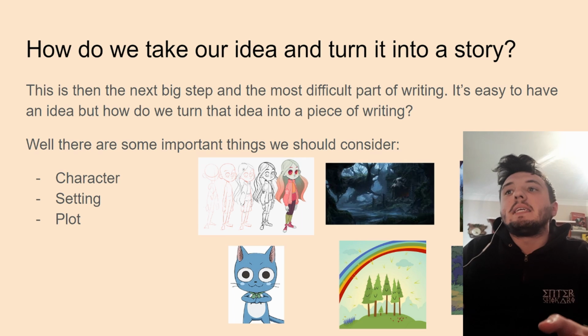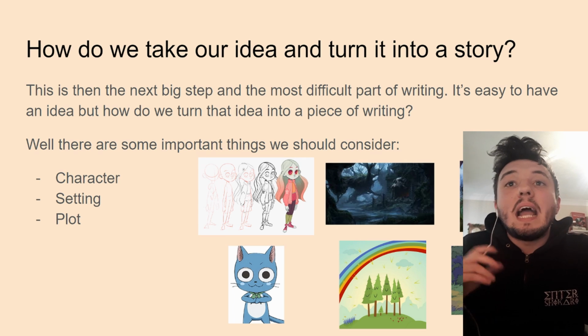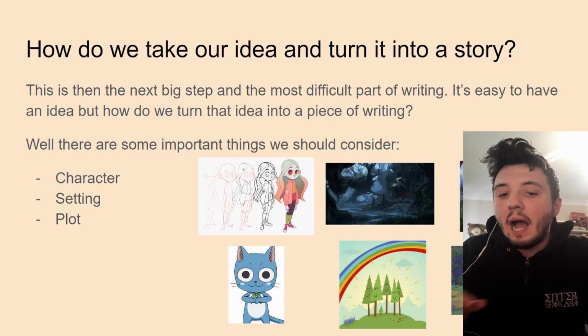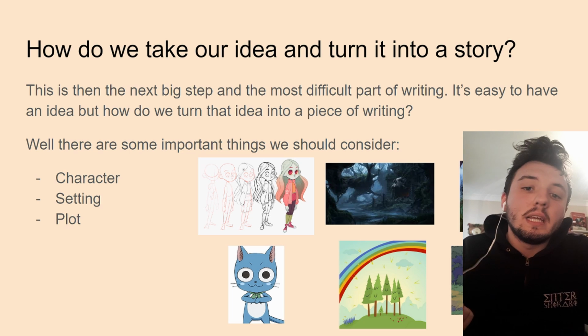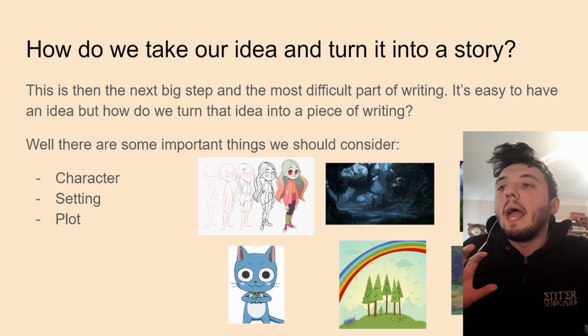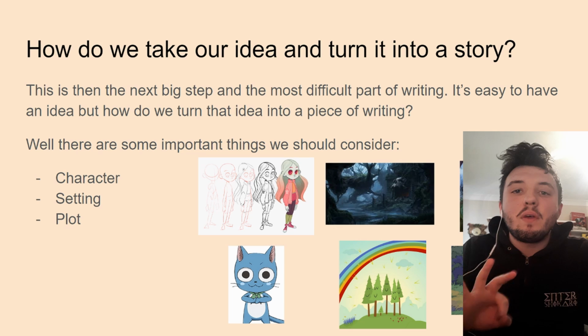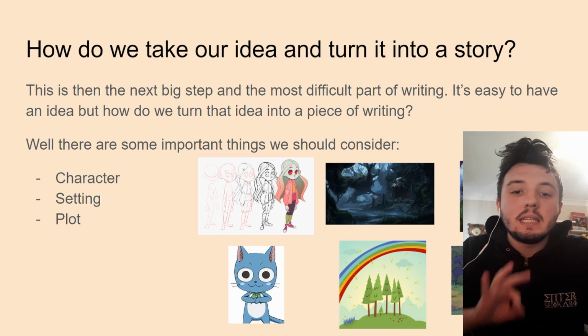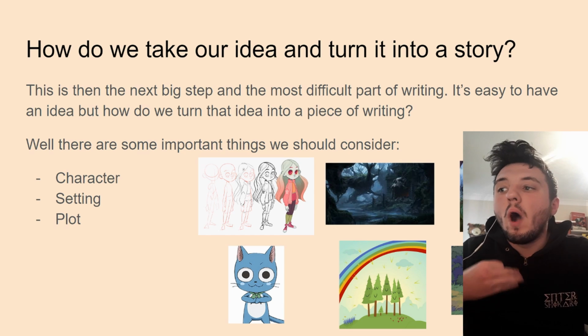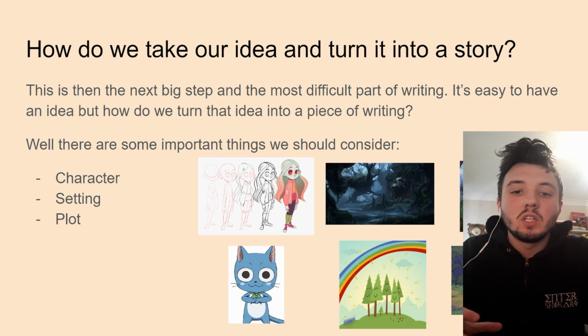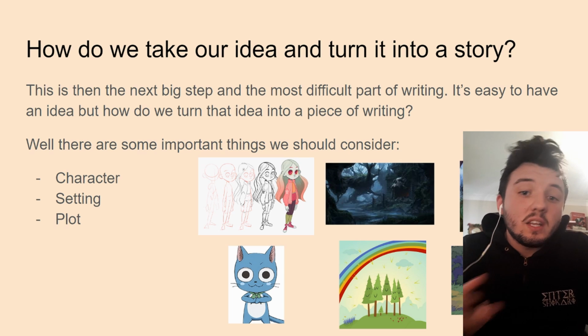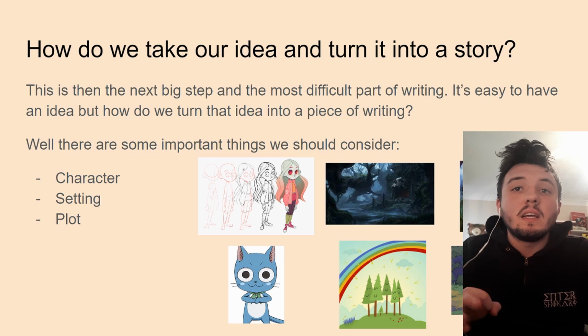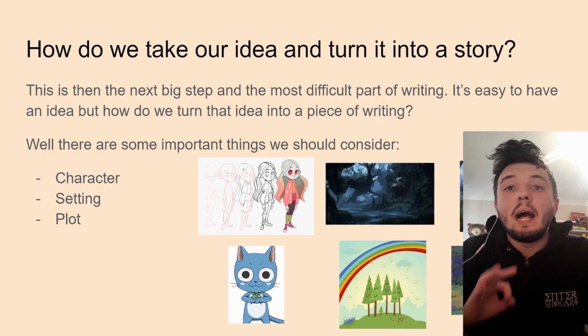This is the next big step, the most difficult part of writing. It's easy to have an idea, but how do we then turn that idea into a piece of writing? That's really the big thing here. So there's three main things that you want to consider when you're doing that, and these three things are what helps you turn something that's just an idea into an actual story. Those three things are character, setting, and plot.